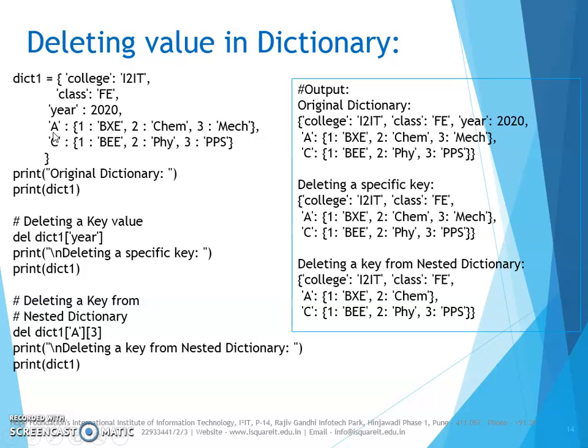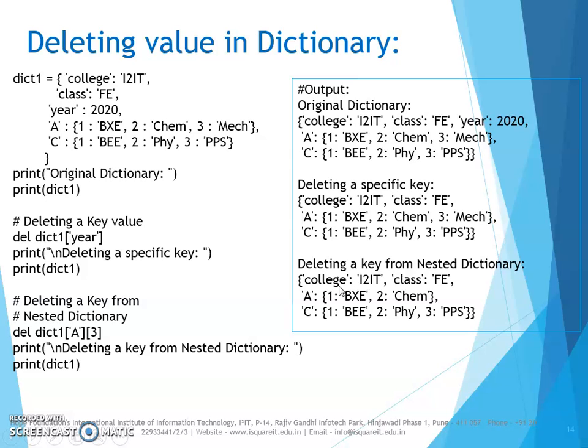Now we want to delete from a nested dictionary. For example, for A division, the third value is mechanics, but we want to delete it. So how will we write it? We can write del, then the name of the dictionary variable, dict1. A is our first key, and for that nested dictionary the key is 3. So it is written in a separate square bracket. And after deletion, here the 3: mechanics is deleted and the other values are as they were.